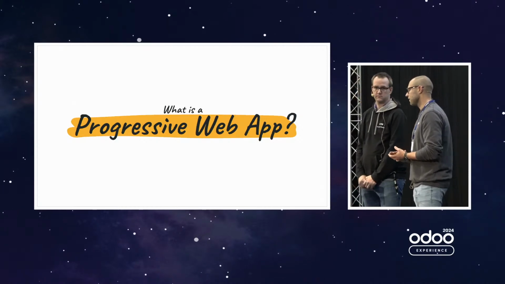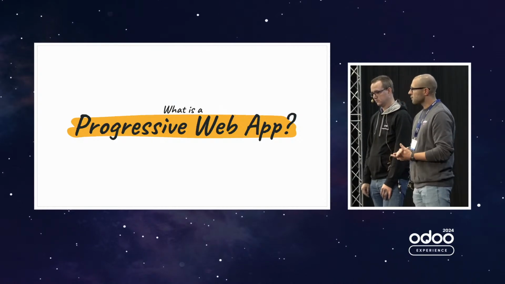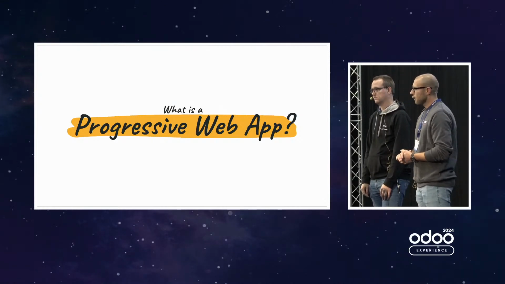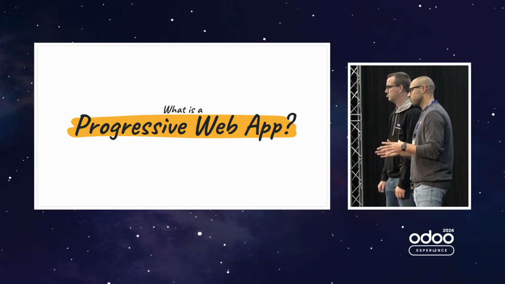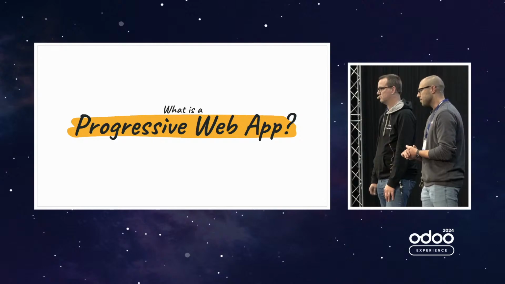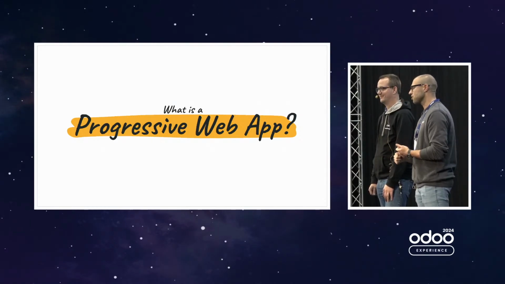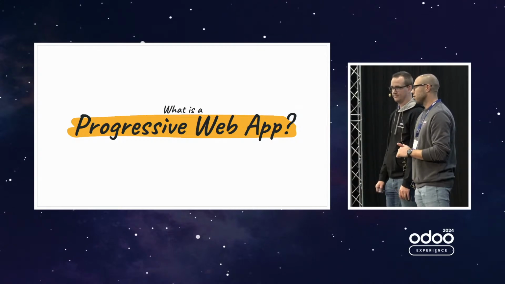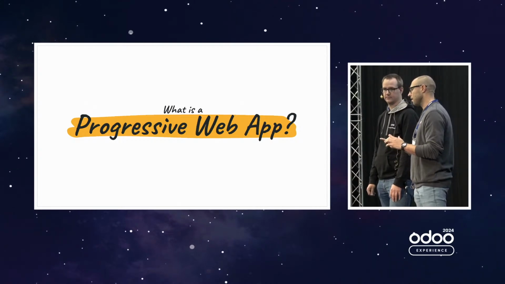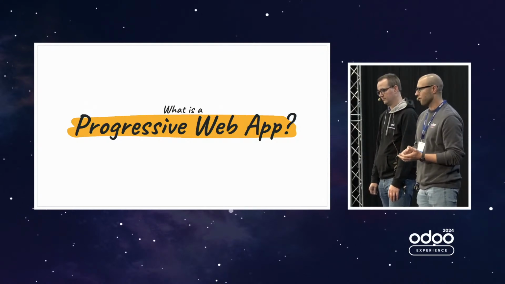A progressive web application is built on standard web technologies such as HTML, CSS, and JavaScript, but they have advanced features that bring them closer to native mobile applications. Additionally, they share the same functionalities as native mobile applications, such as push notifications, dedicated icons for Odoo modules, and integration with the device, such as the camera and the microphone, for example.